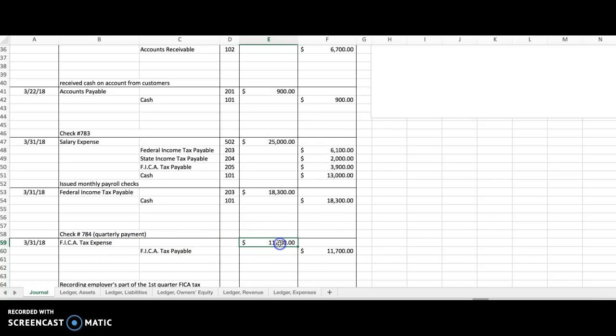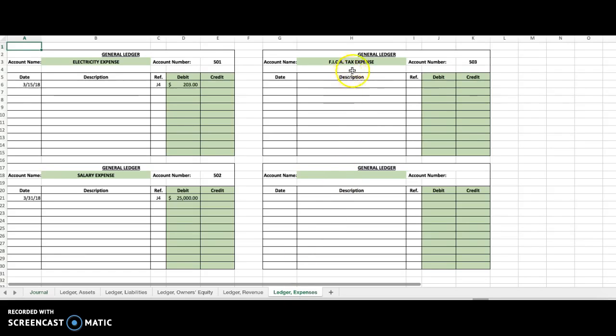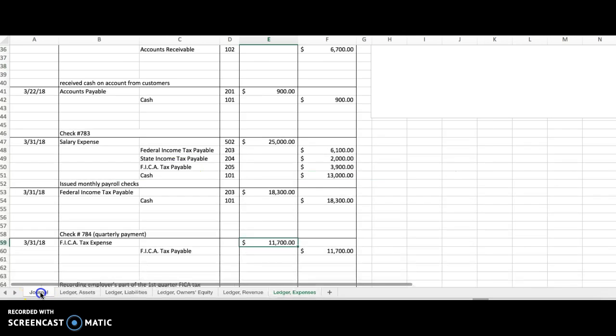Let's post it. So we go to FICA tax expense. That's this account in the ledger. Let's put the date in: March 31, and the debit of $11,700 from that journal entry. And that came from journal page 4, and this is account 503. So we will go back to the journal and put in 503.